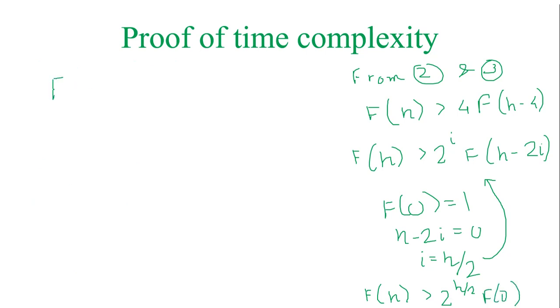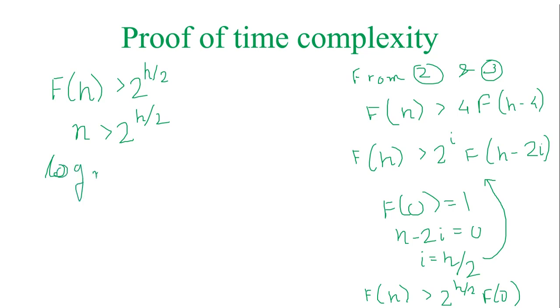So now we have f of h is greater than 2 power h by 2 into f of 0, and since f of 0 is equal to 1, I can write it like this. And since f of h is the minimum number of nodes in the tree, let's replace f of h with n. So it will become n is greater than 2 power h by 2. And if I take log both sides with base 2, I will get log n is greater than h by 2. So I can say that h is less than 2 log n.